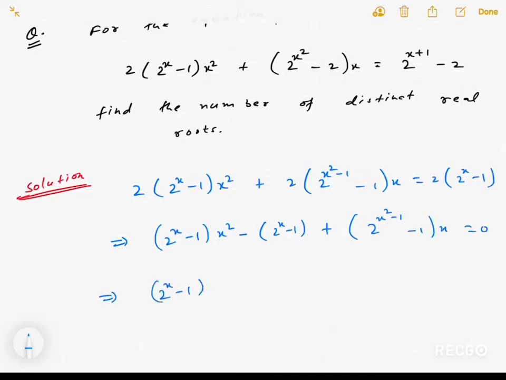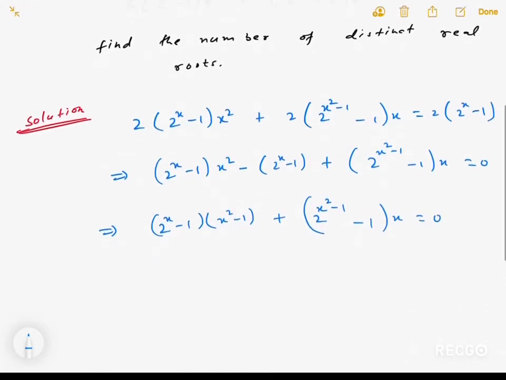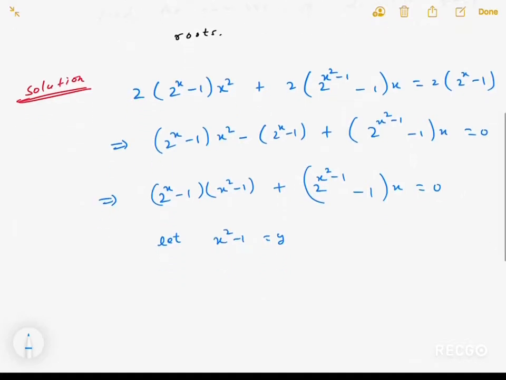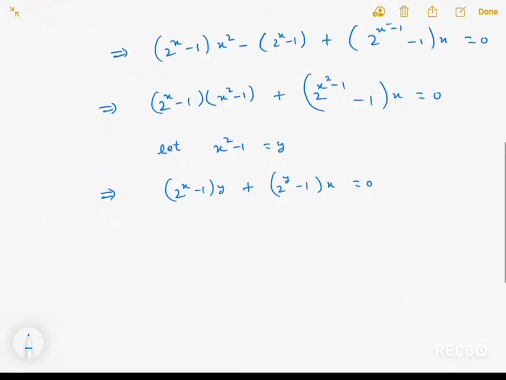Now we can take 2 to the power x minus 1 common, then x square minus 1, plus 2 to the power x square minus 1 multiplied by x equal to 0. So you can see that x square minus 1 is appearing in two places. So let us say x square minus 1 is equal to y. So I'm getting the equation 2 to the power x minus 1 multiplied by y plus 2 to the power y minus 1 multiplied by x is equal to 0. Now see how I have simplified from the first step up to this stage.